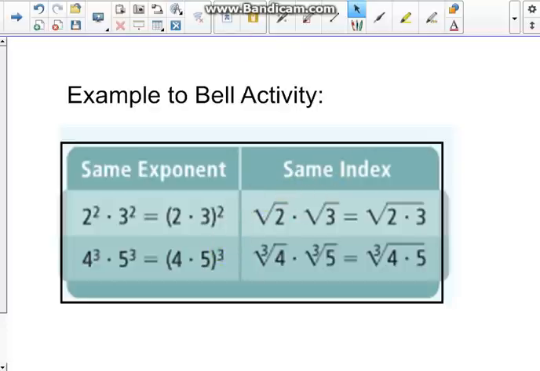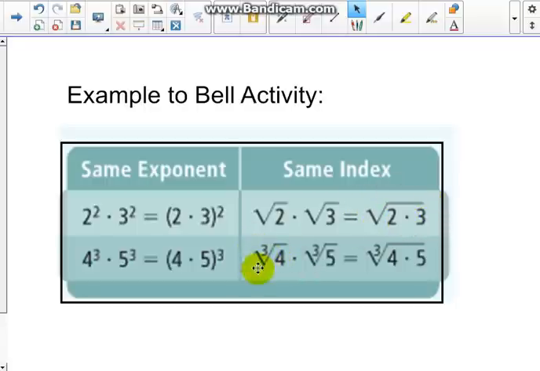And for the same index, here's a couple of examples using two numbers. We have the square root of 2 times the square root of 3. Well, our indexes are the same. Because our indexes are the same, we can combine those into one index of 2, or radical 2 times 3, which would be radical 6.